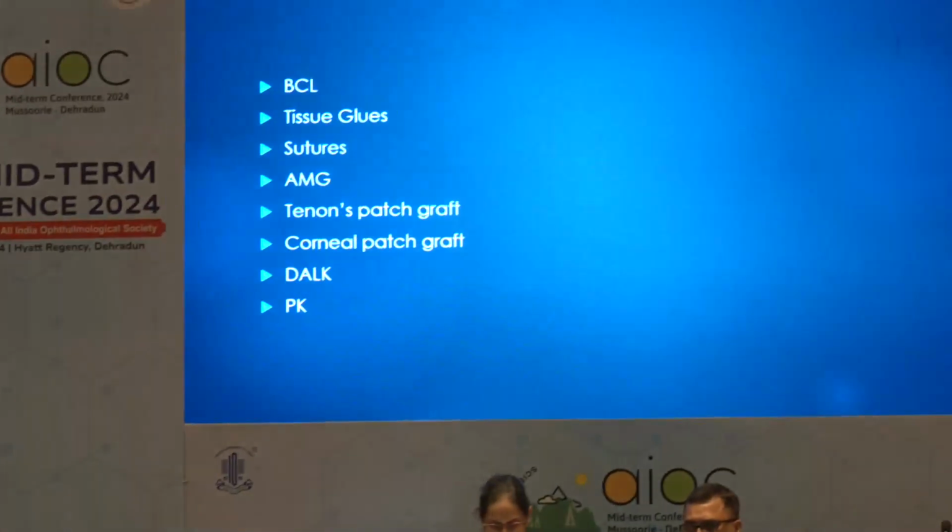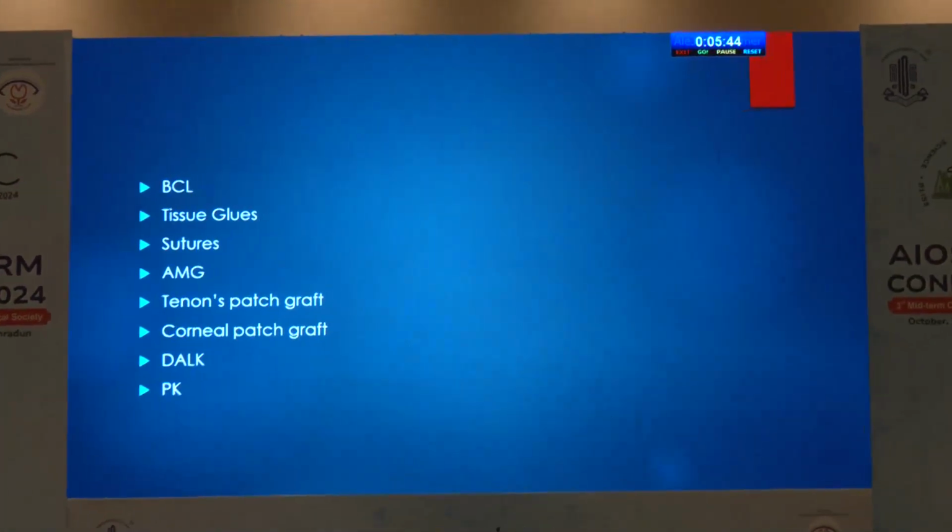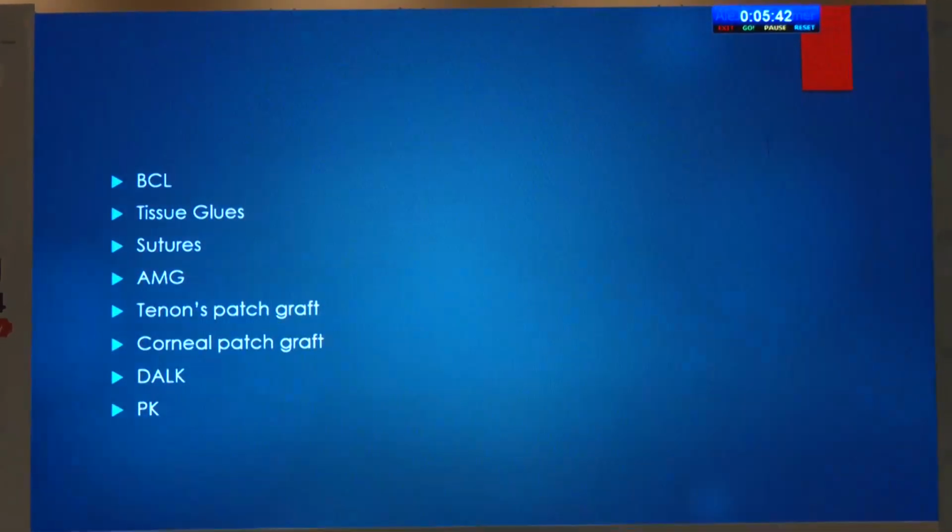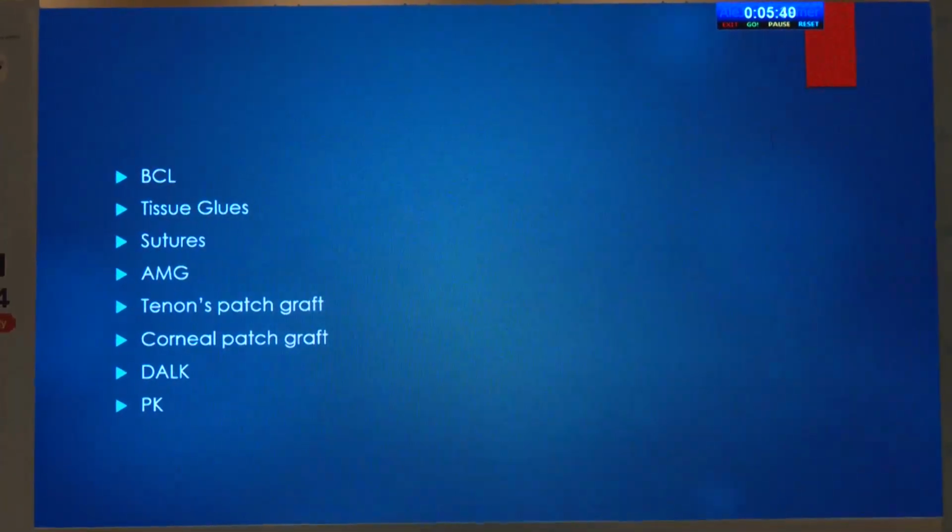Good afternoon, everyone. So I will be talking about tissue glues in corneal perforation. Corneal perforations are ocular emergencies which at present are being managed by various conservative measures like BCL, tissue glues, sutures, as well as permanent measures like DALK and PK.